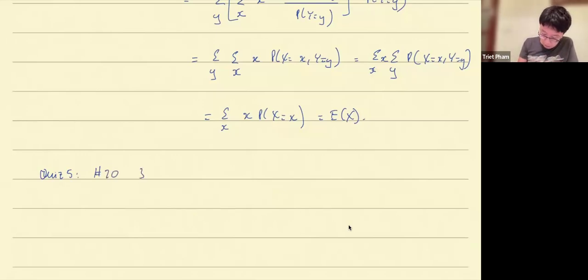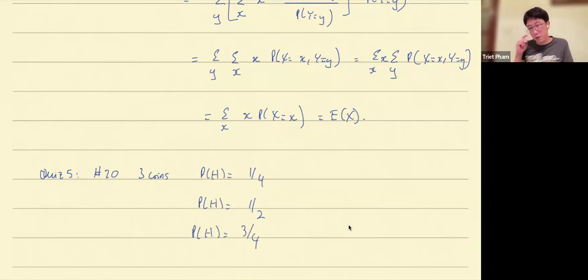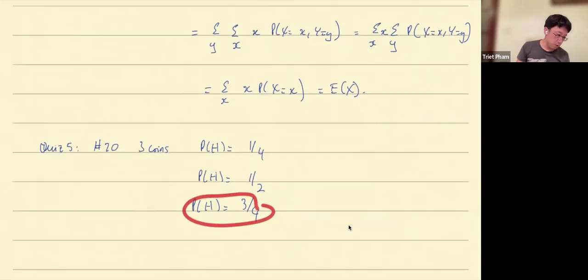So we have 3 coins. Each of them has probability of head to be 1/4, probability of head to be 1/2, and probability of head to be 3/4. So these are three different coins. They're not all fair coins, obviously. Some of them give probability of head as 1/4, some give probability of head as 3/4, whatever.